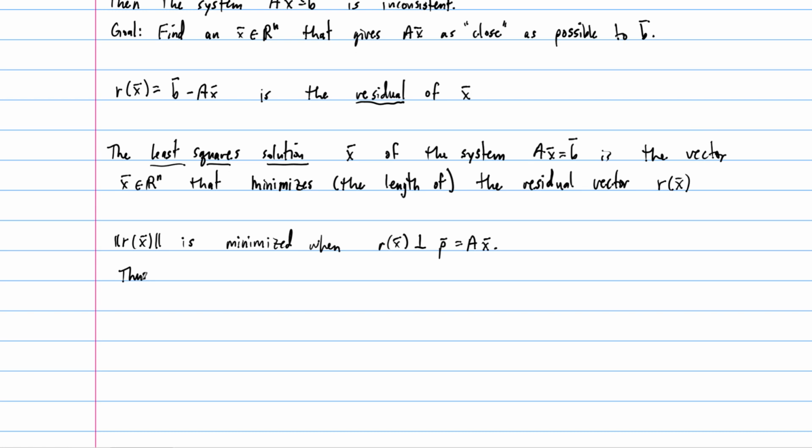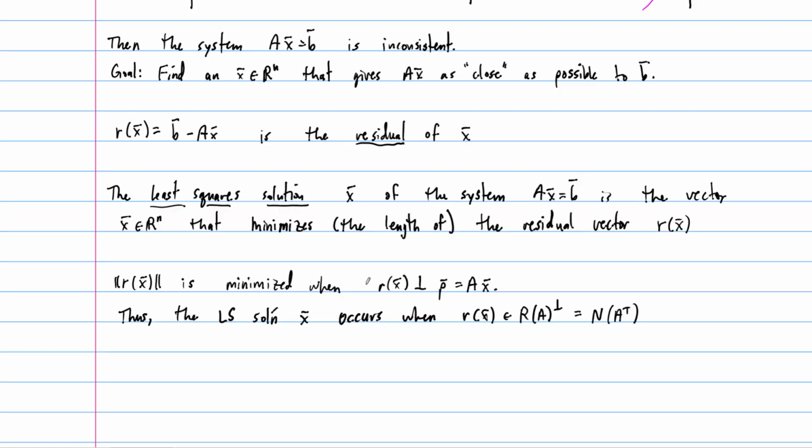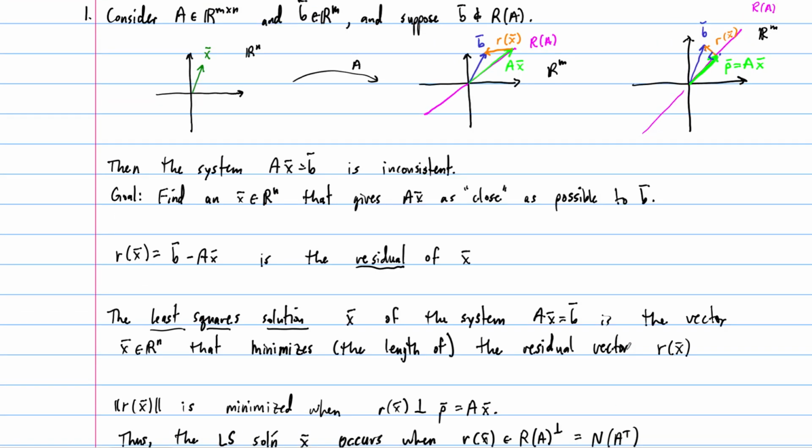Thus the least squares, I'm just going to call this LS, solution x occurs when R of x is in the orthogonal complement of the image space. But remember, our fundamental subspace theorem says that the orthogonal complement of R of A is the null space of A transpose. So we're looking for a vector x for which R of x, the residual, is in the null space here. That's going to be our defining factor.